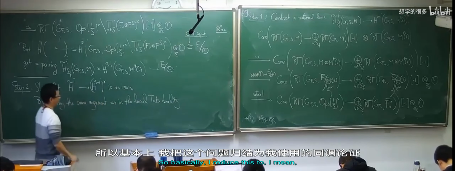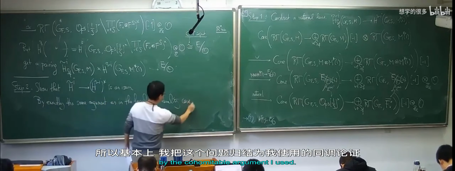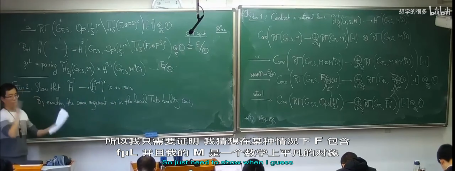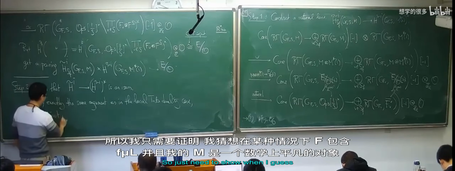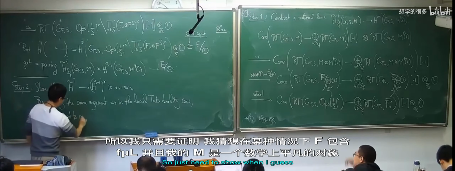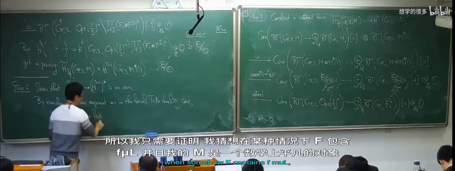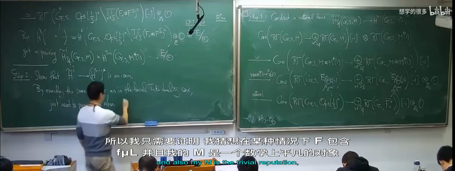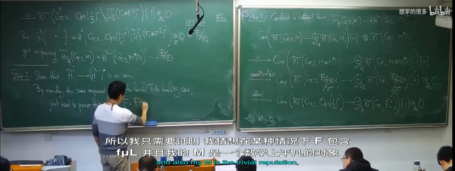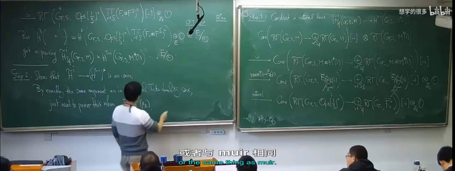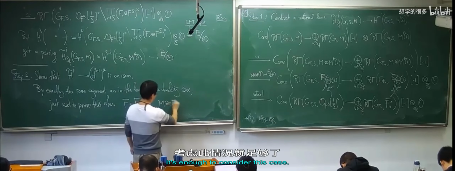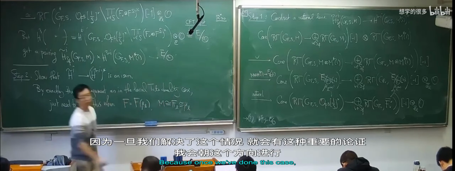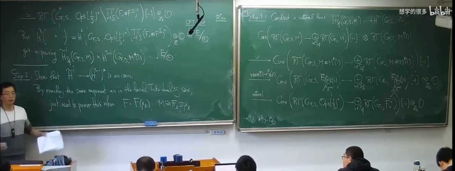So basically, by the cohomological argument I used, I reduce this to the case where F contains mu_L, and also my M is the trivial representation, or the same thing as mu_L. It's enough to consider this case, because once we've done this case, we have this cohomological argument going both ways.